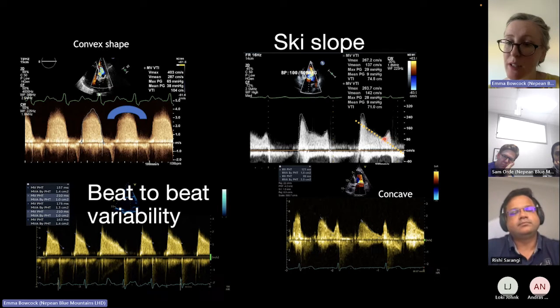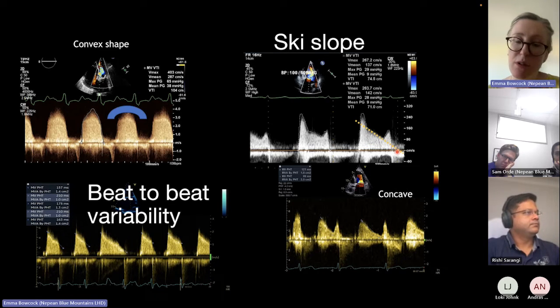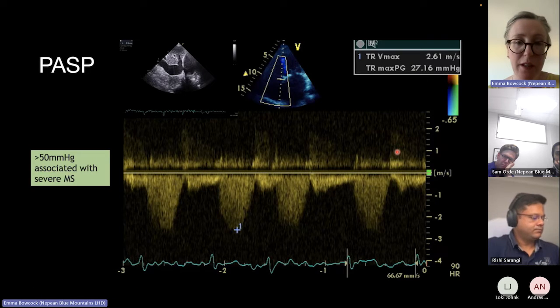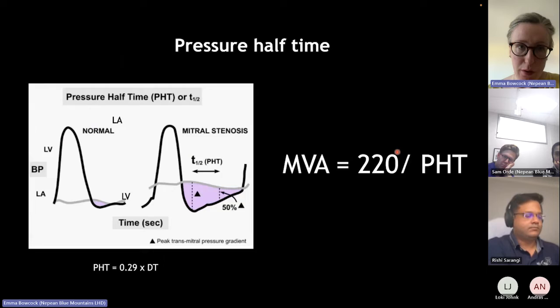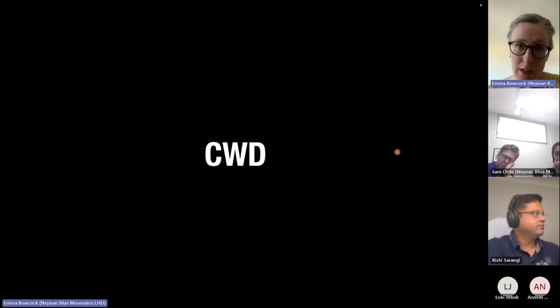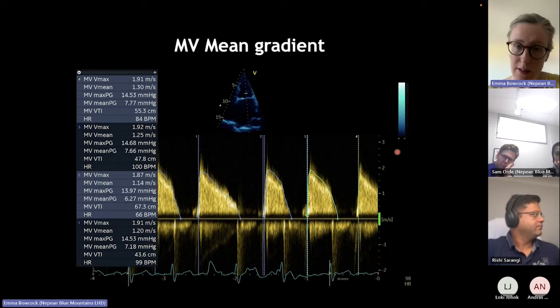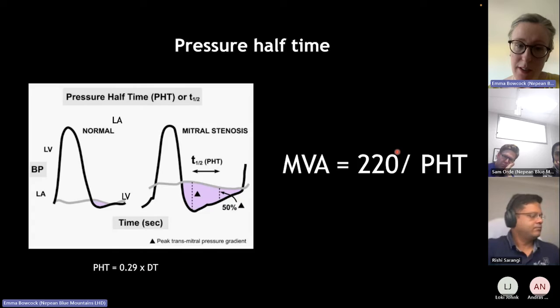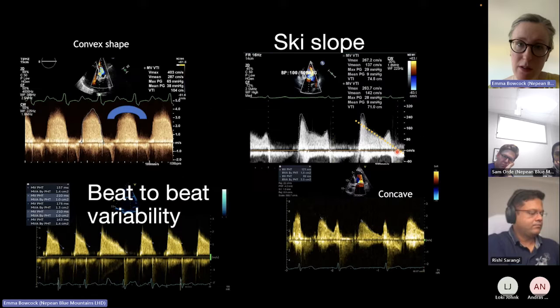Maybe a line drawn, I don't know, somewhere like here to here, and then this one, the last one, which maybe you'll see is the correct one, would be common. So we've kind of gone through planimetry, gradient, pressure half time. Any questions about those?